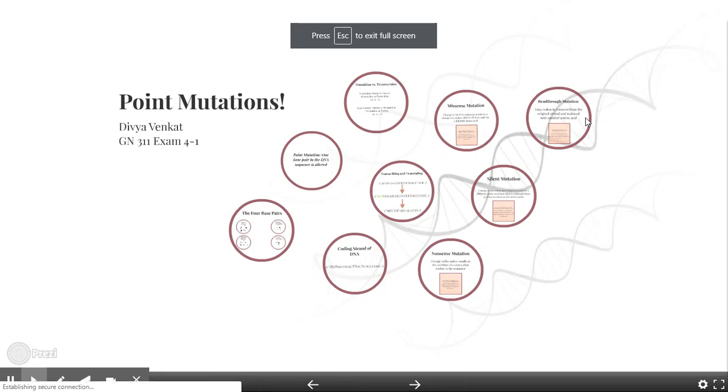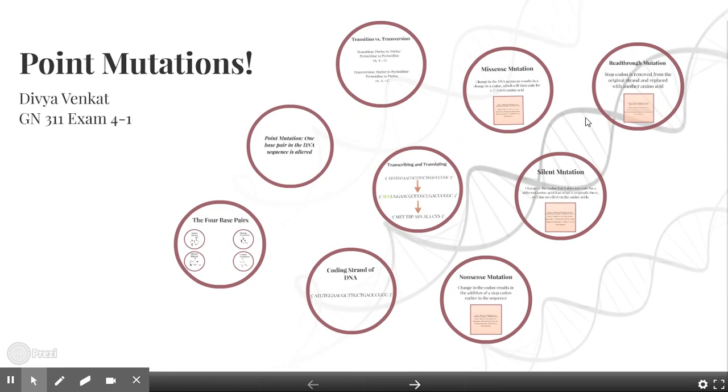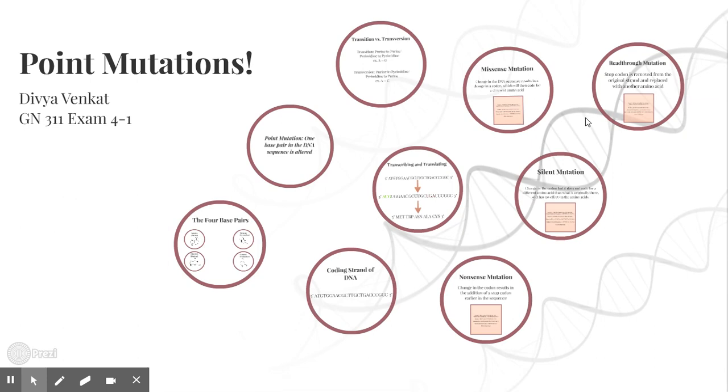Today I'm going to be talking about point mutations. There are two different types of point mutations, and they can have four different effects on the amino acid sequence.